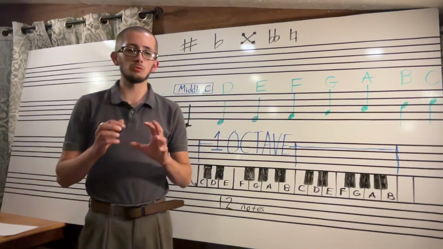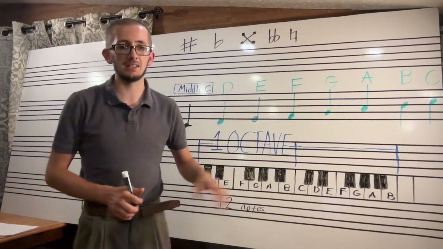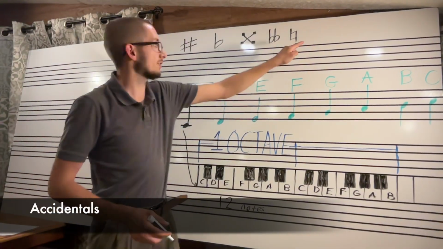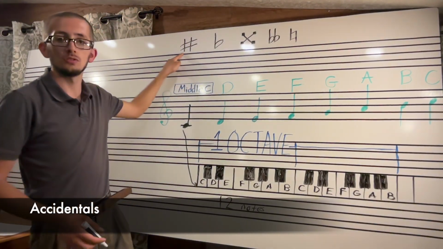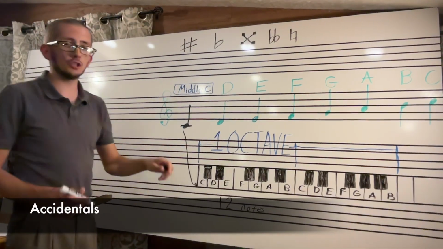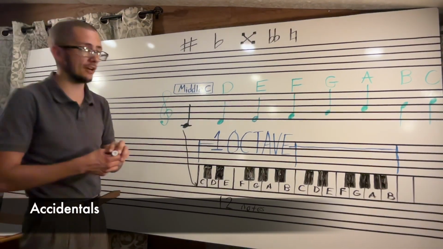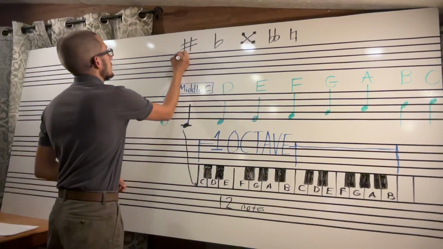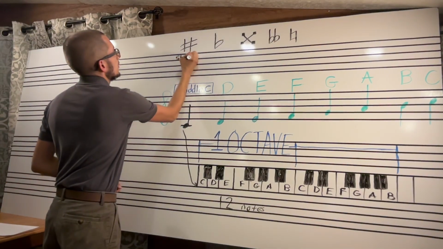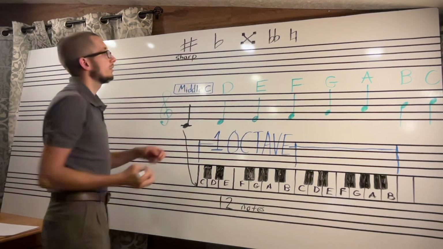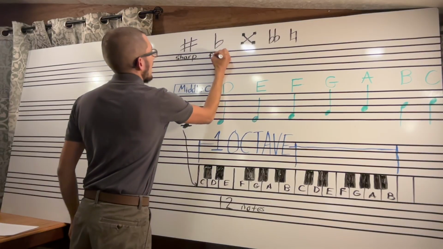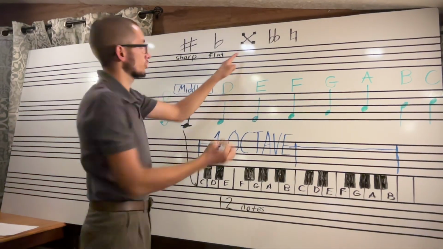In order to give the names of these black keys, we need to use what are called accidentals. And I've got all 5 symbols drawn up here. The first accidental that you will encounter is a sharp. So this right here is a sharp. I'll give the names of all of these first, and then we'll talk about each one. This is a sharp. This is a flat. This is a double sharp.